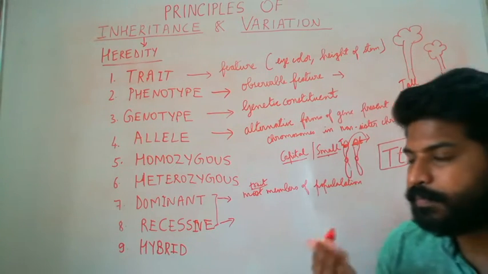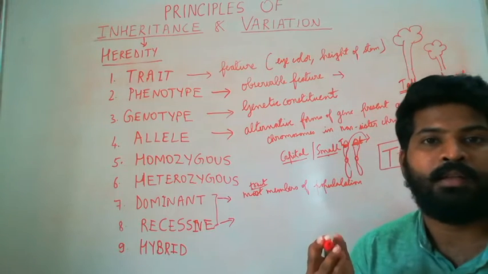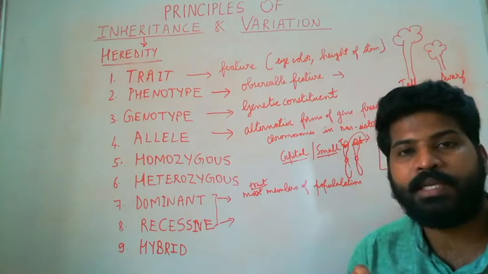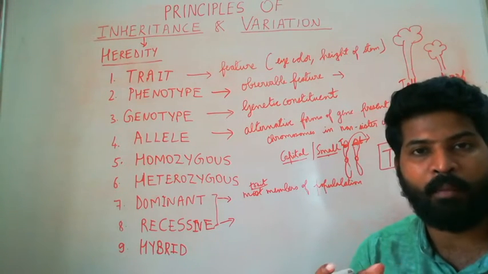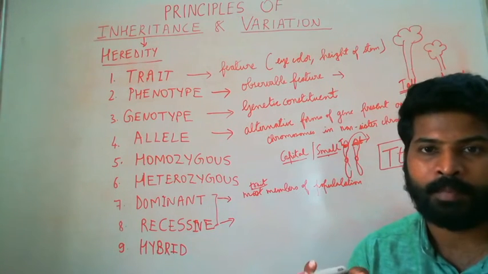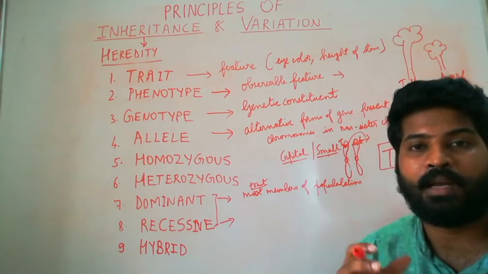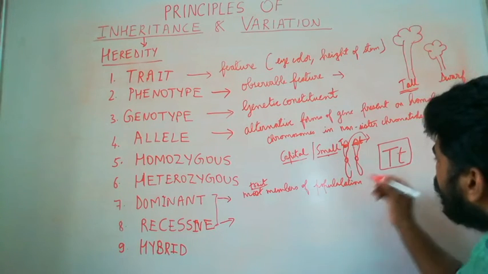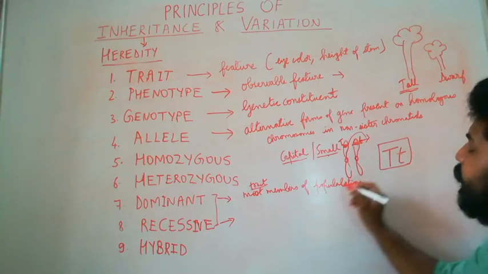If you look at the seven pairs of contrasting characters, you will find that round seed is dominant over wrinkled seed, yellow seed is dominant over green seed, inflated pod is dominant, and green pod is dominant. Flowers that are axial in position and violet in color are dominant, because these are seen in the majority of the species. Why? Because the dominant allele does not allow the recessive allele to show.